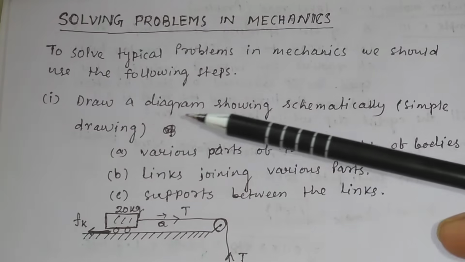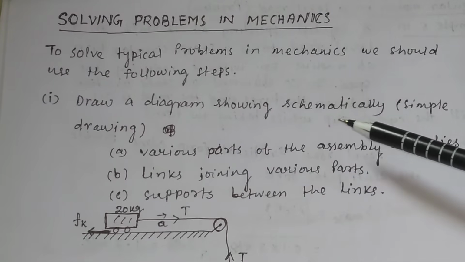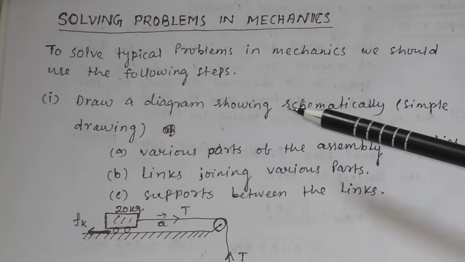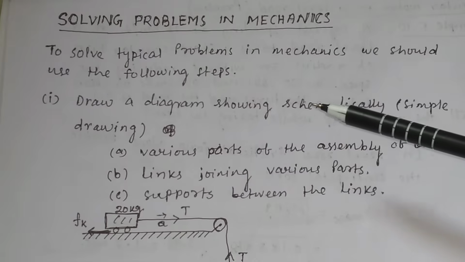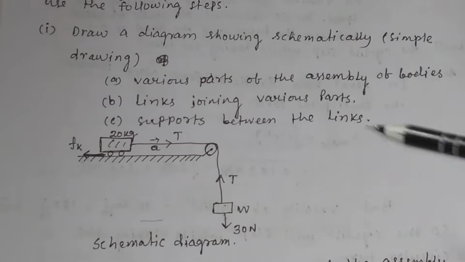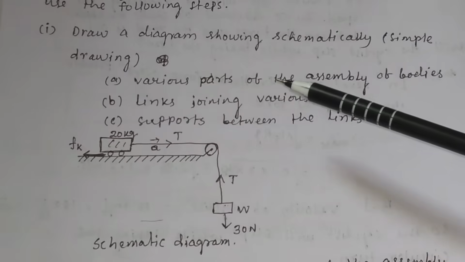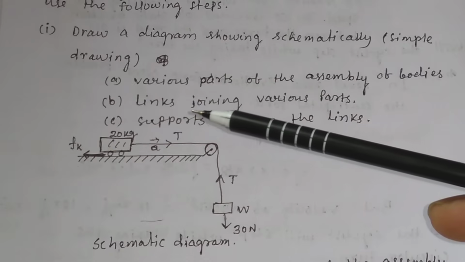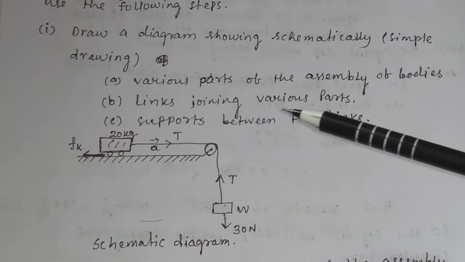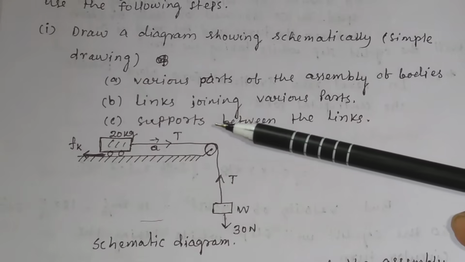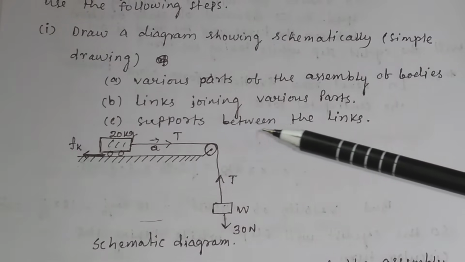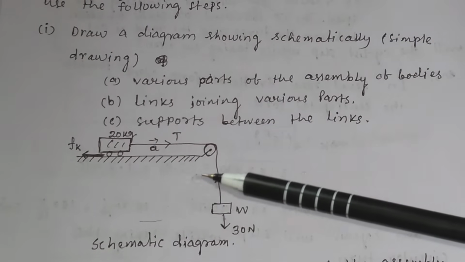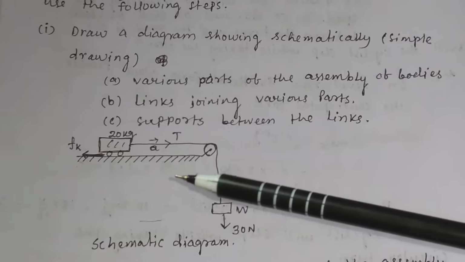First step, draw a diagram showing schematically, that is, a simple drawing. You first draw a simple drawing of the various parts of the assembly of the bodies, and you should draw the links joining the various parts, and the supports between the links. Suppose this is the problem and you draw the schematic diagram of this problem.